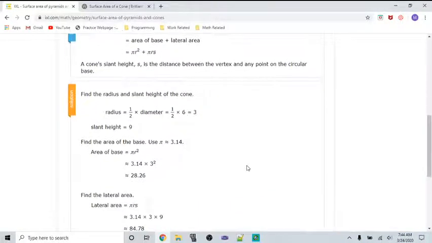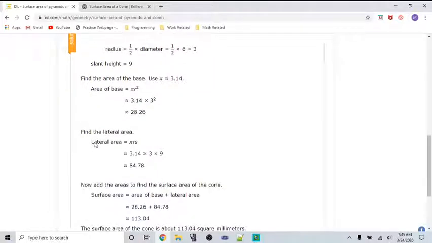And notice that this problem they already worked through. They were given the diameter, so they cut it in half to find the radius. They were given the slant height. And now again, with IXL, when they use pi, they always use 3.14. So don't use the pi buttons on your calculators for these problems, although I prefer that for my own work. So here they found the area of the base. They did pi times 3 squared. They found the lateral area, pi times your radius times your slant height, and got this.